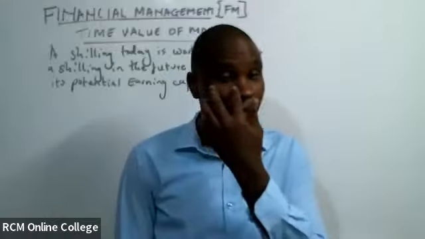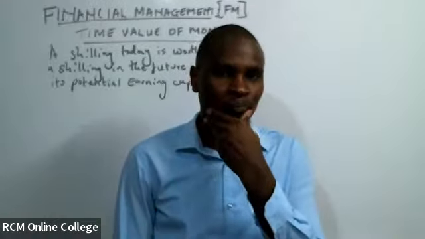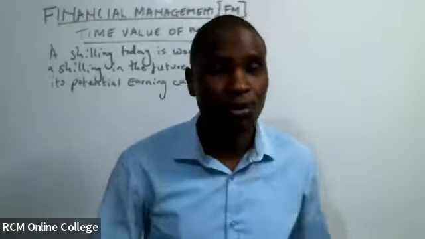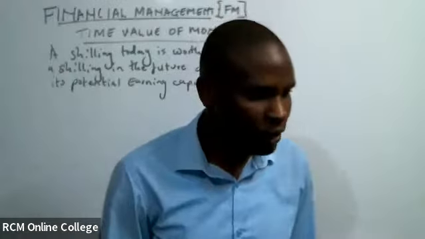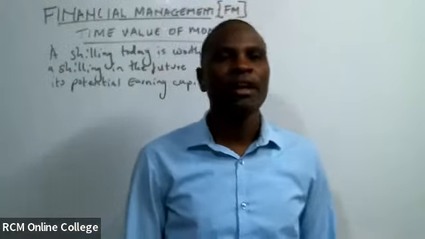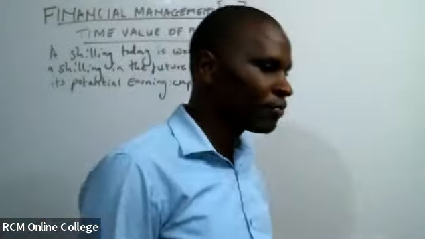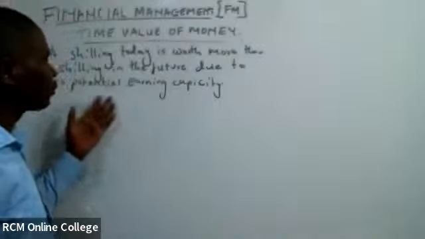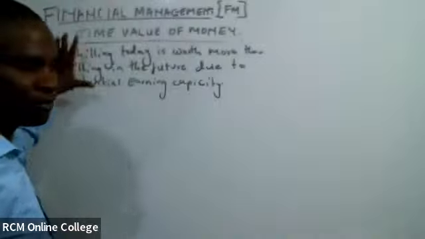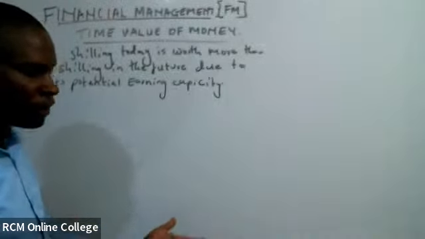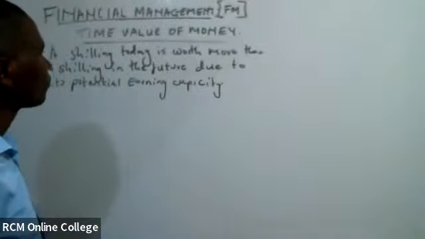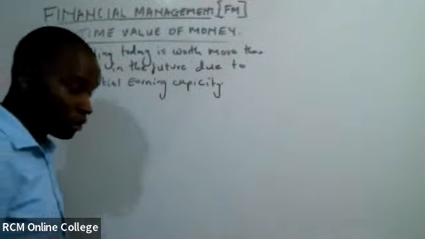You know what? The examiner will bring you a question, 4 marks: differentiate between time value of money and the time preference for money. So the first one, time value of money: the value of a shilling today is worth more than the value of the same shilling tomorrow.